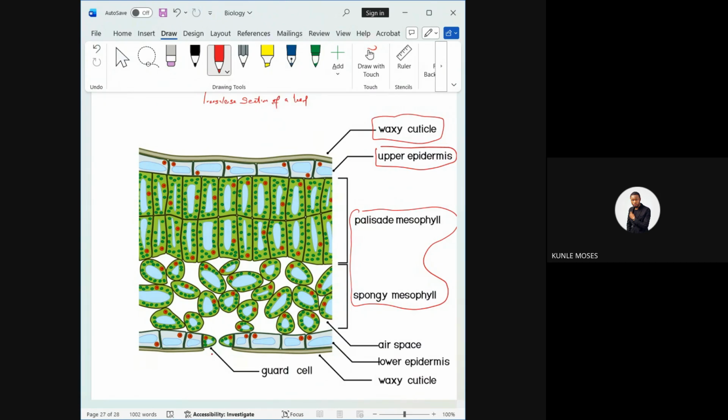If you look at the guard cell, it is semi-internal and external. The waxy cuticle, again, is also external. The lower epidermis is also under epidermis. Anything epidermis is also external. These are external structures of the leaf. But we have the airspace, which is internal, the guard cells, which is internal.